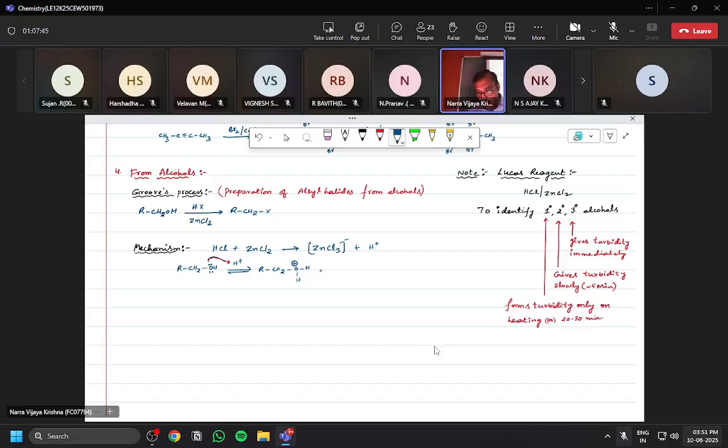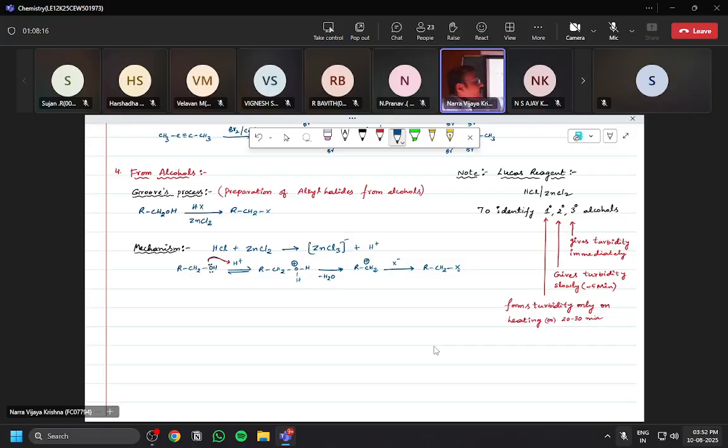Now from here H2O gets eliminated. Then it leads to formation of RCH2 plus carbocation. On that carbocation, X minus or HX will attack to form RCH2X. Here if I take chlorine, I will write HCl. Any questions in it?